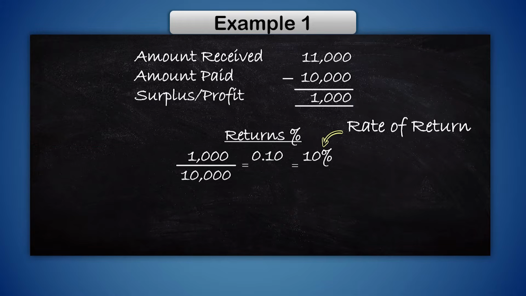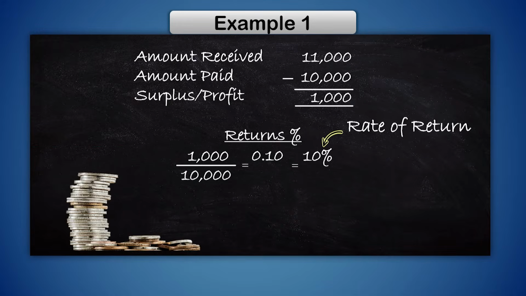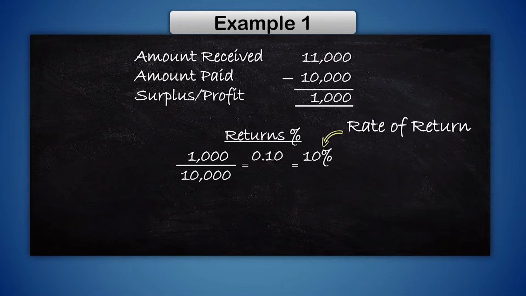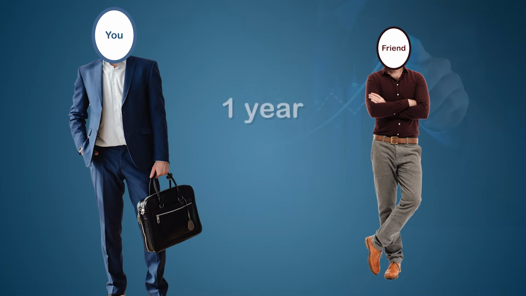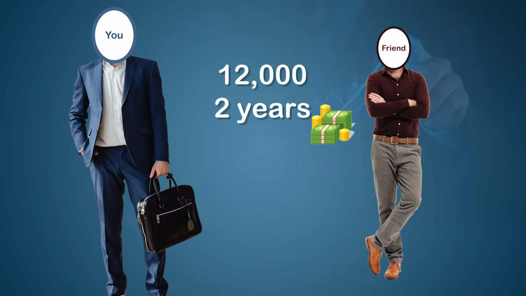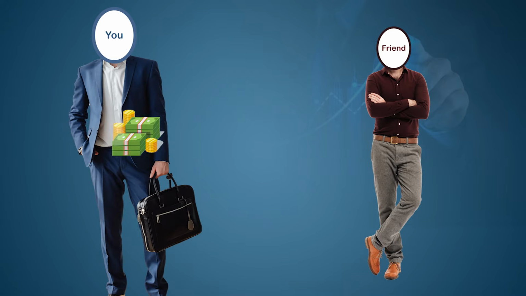Another way to look at it is that the money that you gave grew by 10% over a year while it was with your friend, and then he returned it. So you can also call it rate of growth. This growth of 10% is nothing but the internal rate of returns for you. Now let's consider a slightly more complex example. Let's say your friend couldn't return the money after a year. Instead, he paid 12,000 rupees after 2 years. Now what is the rate of return?